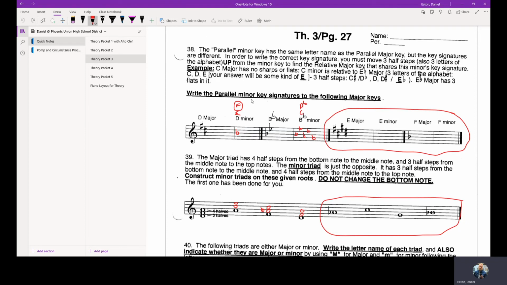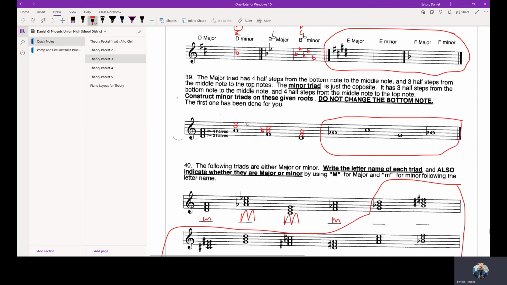All right, parallel minor keys. Okay, so now we're talking about, again, D major versus D minor, B flat major versus B flat minor. Just recognizing the differences, because it's the same letter name, but obviously the key signatures are massively different, okay?